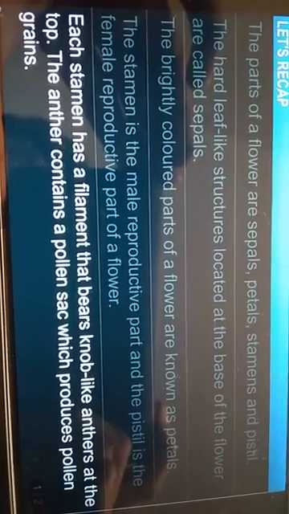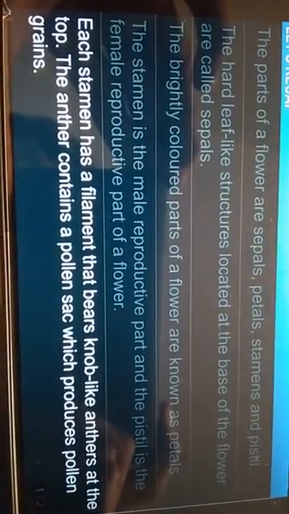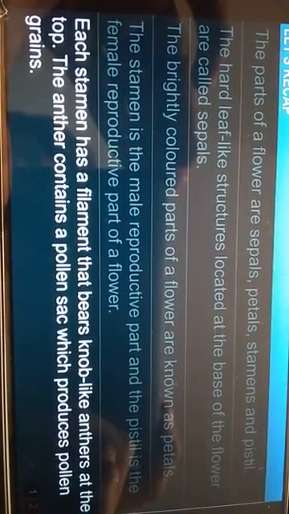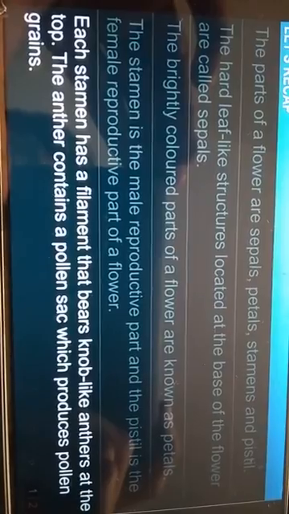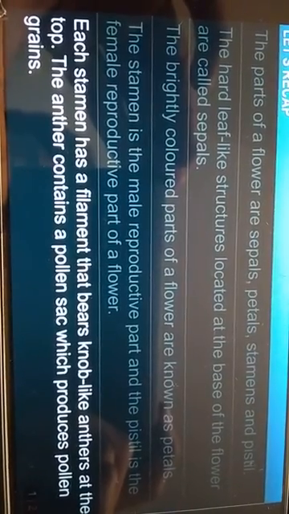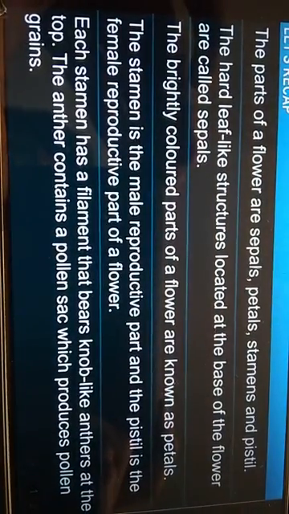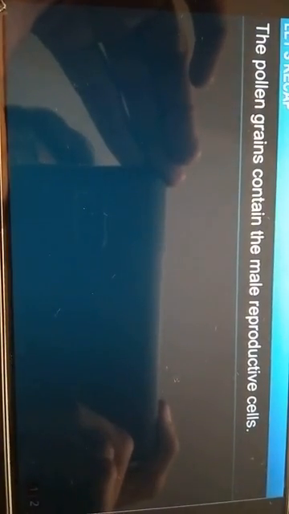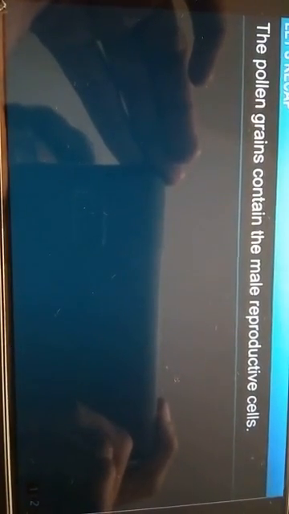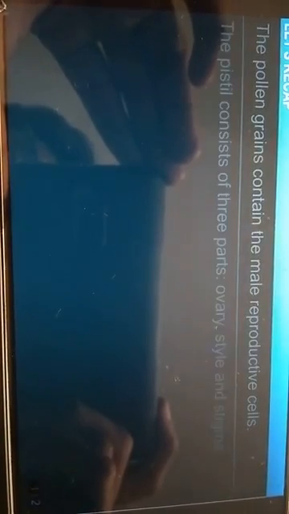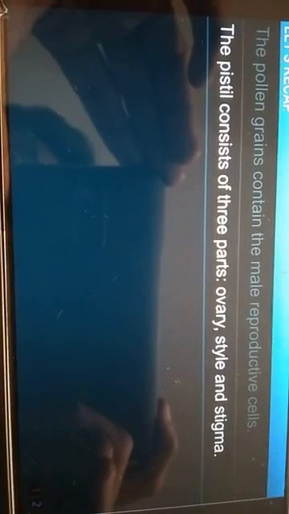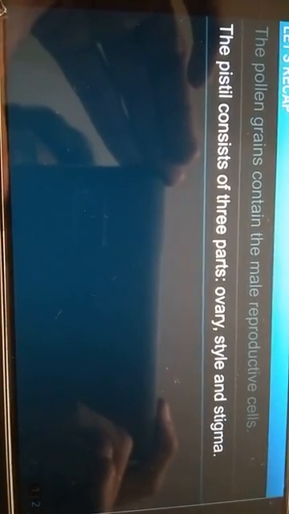Each stamen has a filament that bears knob-like anthers at the top. The anthers contain a pollen sac which produces pollen grains. The pollen grains contain the male reproductive cells. The pistil consists of 3 parts: ovary, style, and stigma.